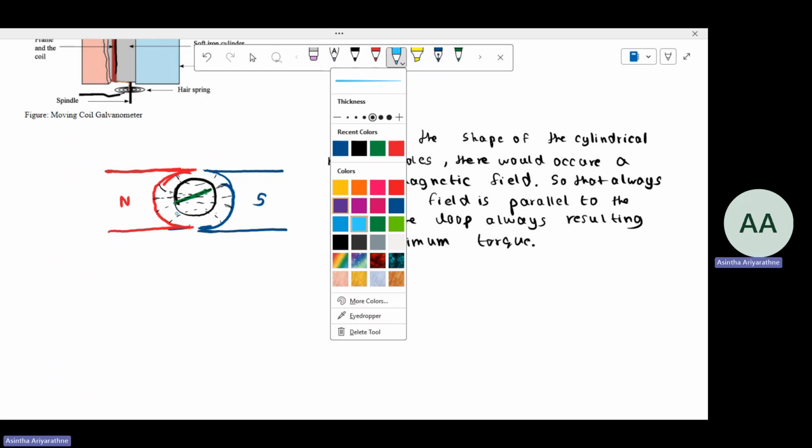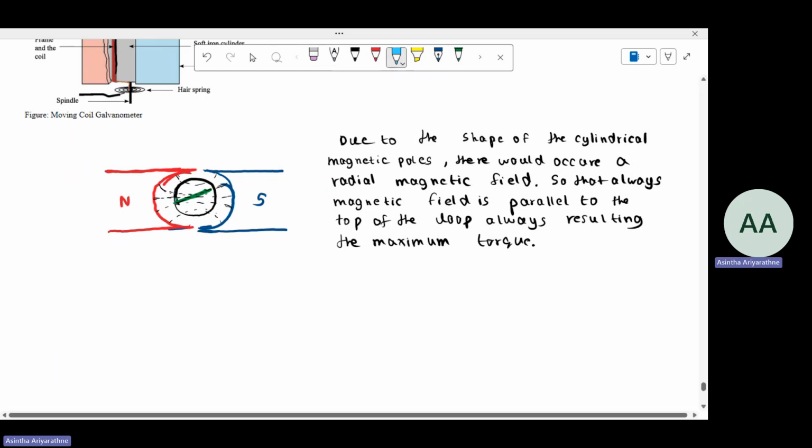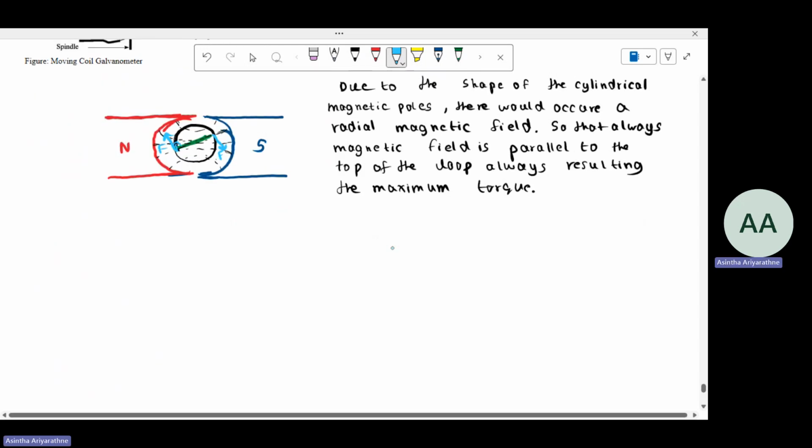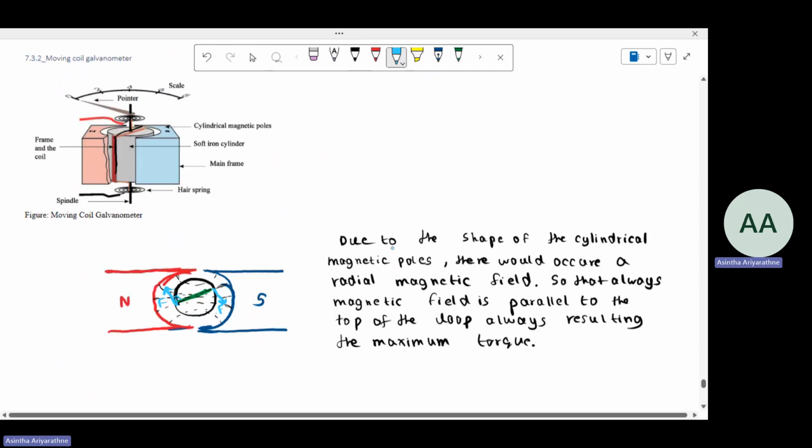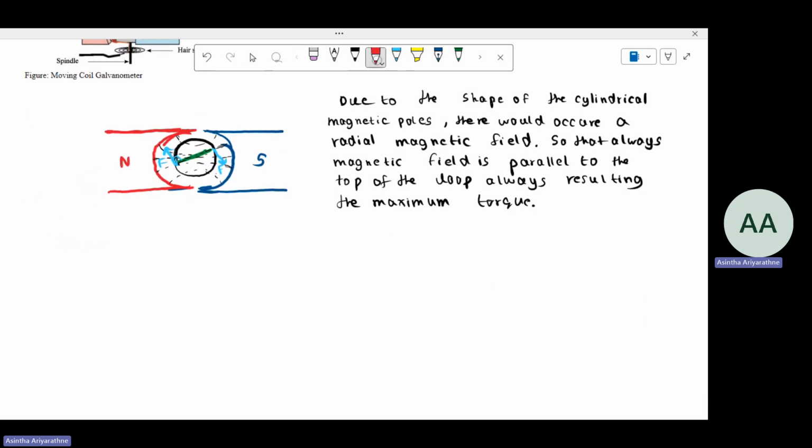Here you can see the current goes up. These are the two forces acting on this loop. They are perpendicular to the top side, so the maximum torque is generated. Always, due to the cylindrical magnetic poles, the maximum torque can be generated. That's the point of having cylindrical magnetic poles.